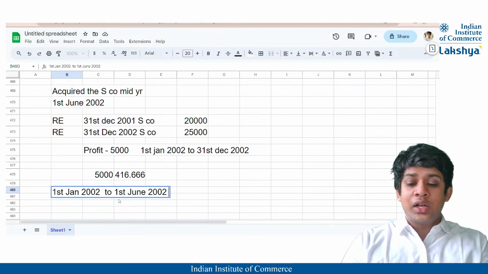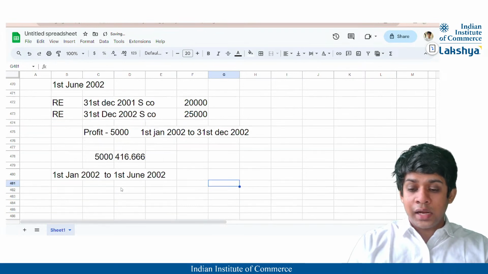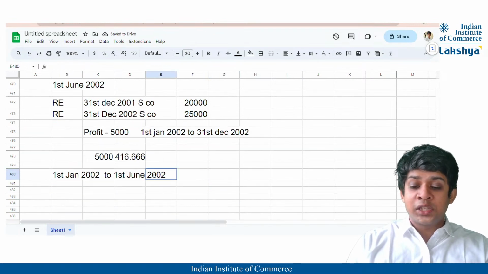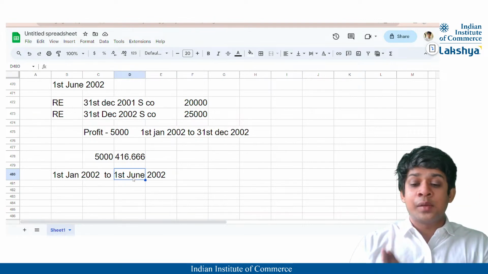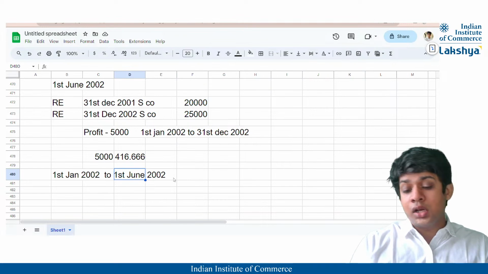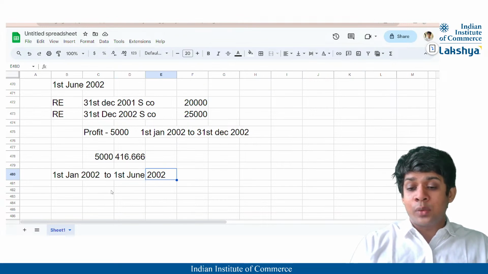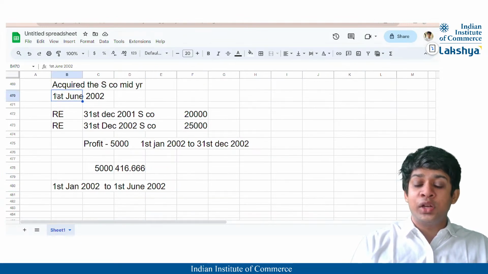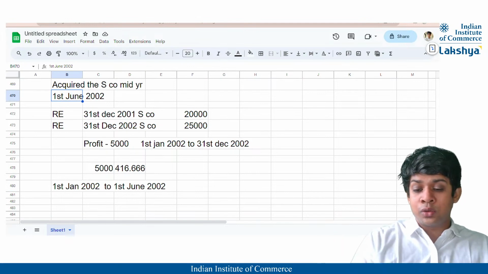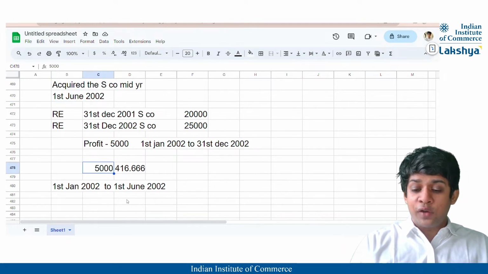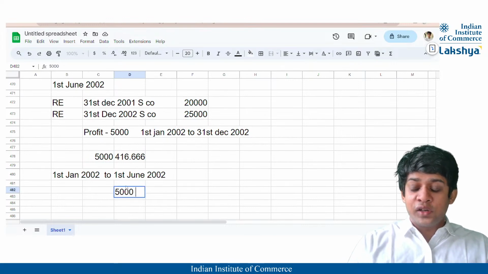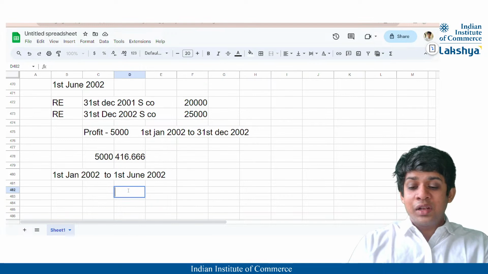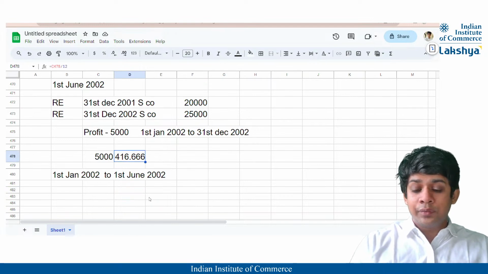2002, we did not have the subsidiary company with us, right, guys? We did not have the subsidiary company with us from 1st Jan to 1st June. That is January, February, March, April, and May. For 5 months, the subsidiary company was not a part of the group, right? Because we did not acquire the subsidiary company. The subsidiary company got acquired on 1st June 2002, correct? So from these profits of 5,000, 5 months profit does not relate to the company, right?